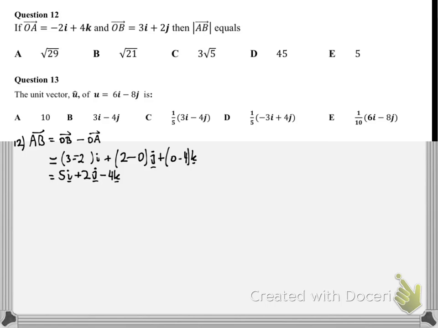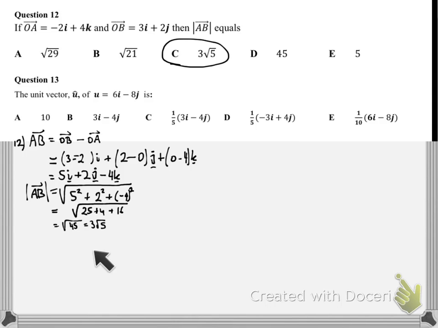Now we have to do the modulus of that. There we go. Put it in the rule carefully and evaluate. And we're going to get square root 45, which is 3 root 5.